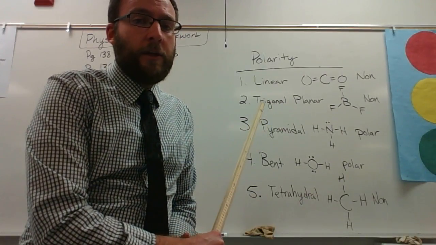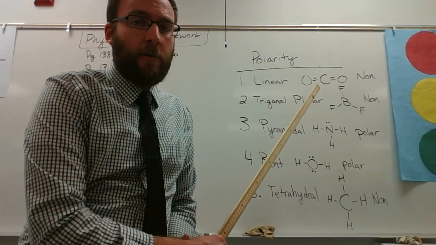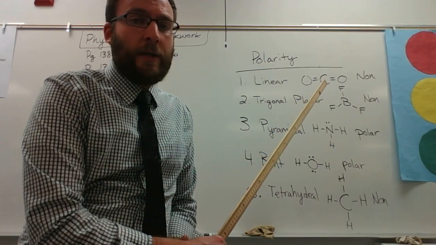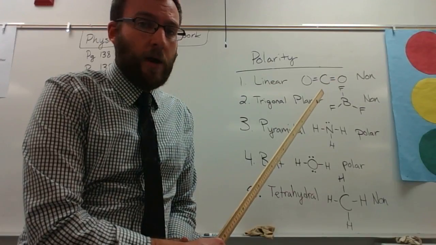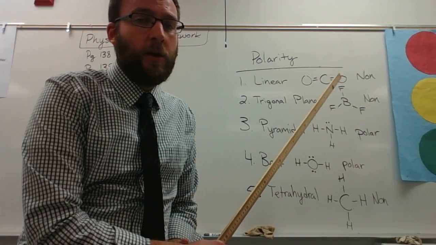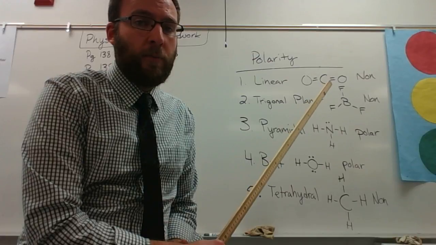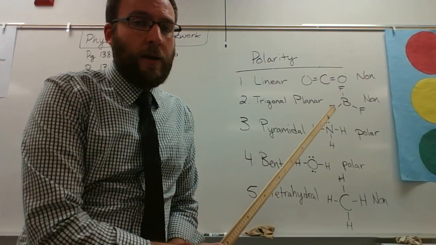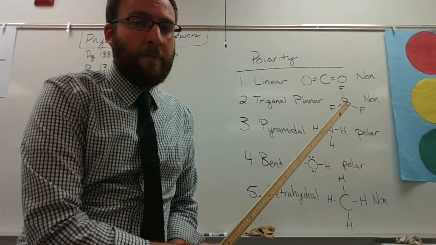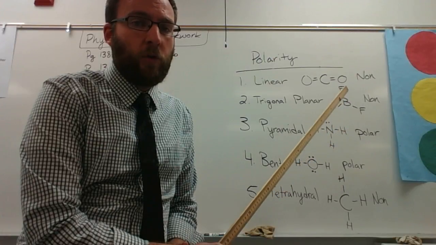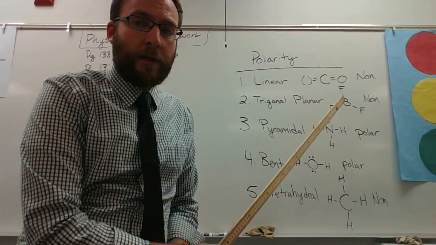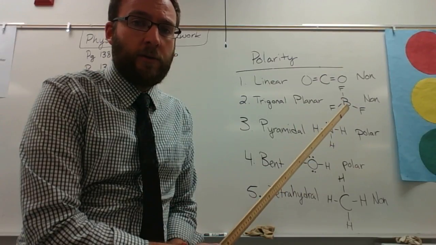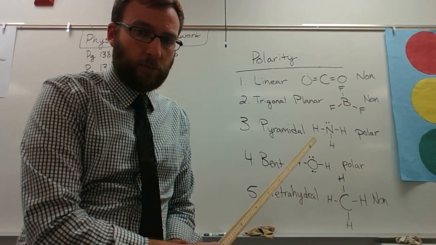Now, for example, linear. I have this carbon and these oxygens. Now, these oxygens are pulling on the carbon equally. There's not one that's going to beat the other one, so this would be a nonpolar molecule. Now, this one here, I have my boron and 3 fluorines. Again, these fluorines are pulling equally on the boron, so this would be nonpolar.